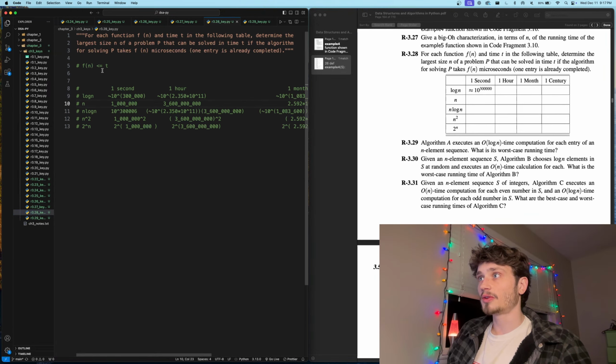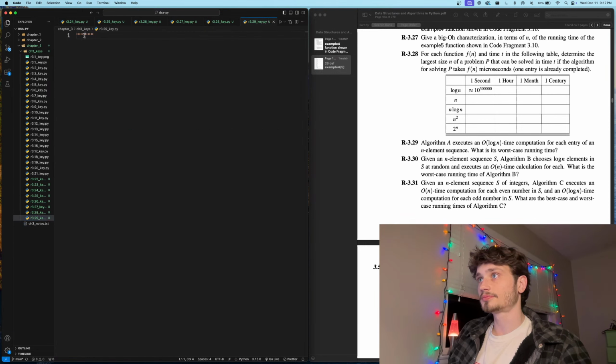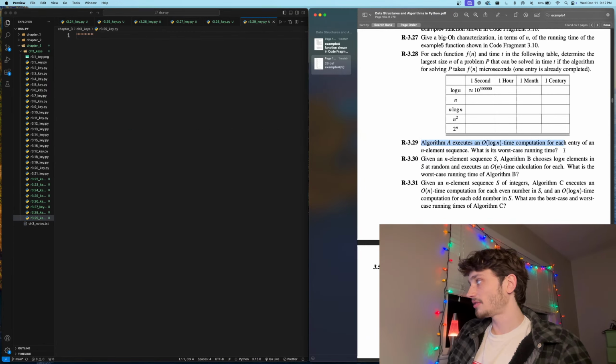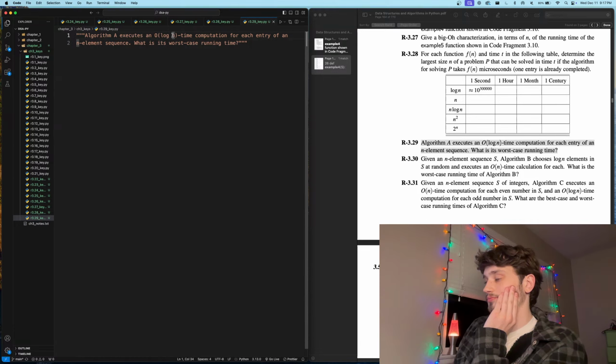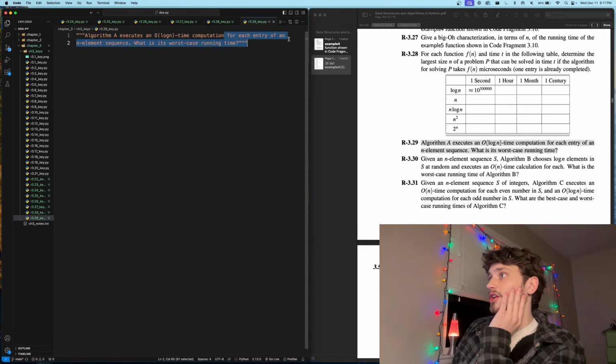I do need to copy over. I do have the prompt there. Okay, so then let's take this. An algorithm A executes in O log n time computation for each entry of an n element sequence. The algorithm A executes an O log n time computation for each entry of an n element sequence. What is the worst case running time?